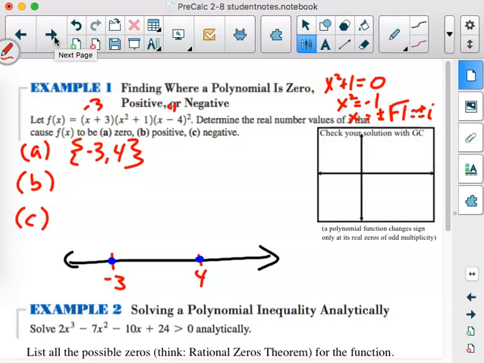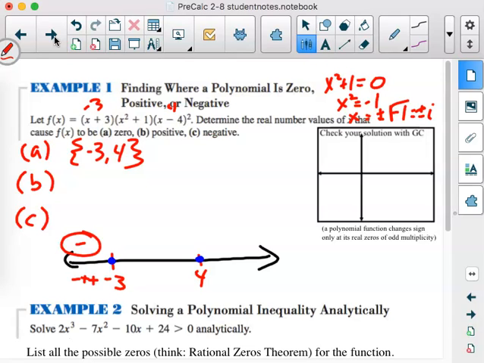All right, to tell them about positive and negative, we're going to have to figure out some number, doesn't matter what it is, to the left of negative 3. I'm just going to do negative 4. I'm going to go back in the factors and see, will they be positive or negative? If I put negative 4 in here, that's going to come out to be a negative. If I put negative 4 in here, it gets squared, so it's going to be positive. And if I put negative 4 in here, this will be negative, but it's going to be squared, so that's going to be positive. So I have a negative, a positive, and a positive. The result of that would be negative.